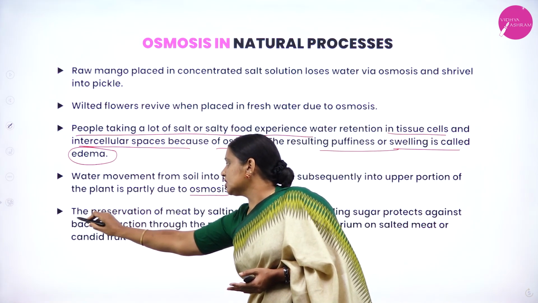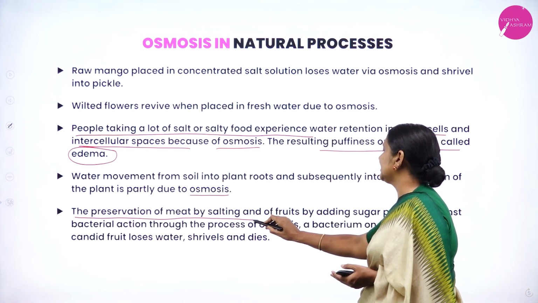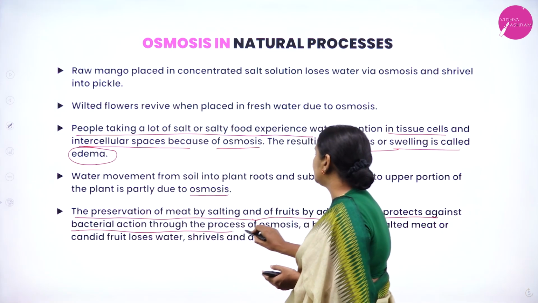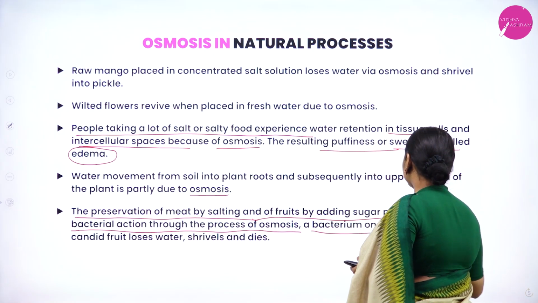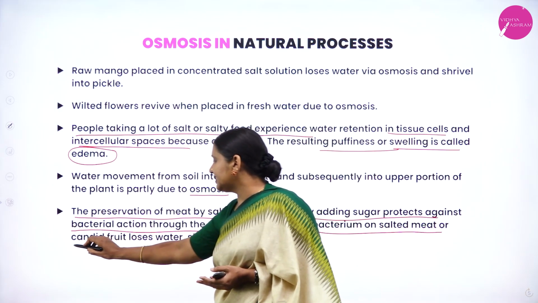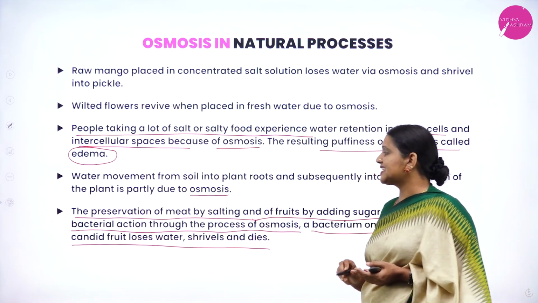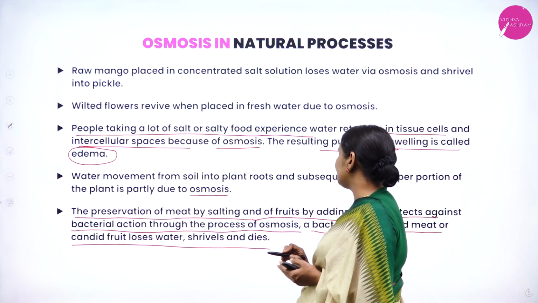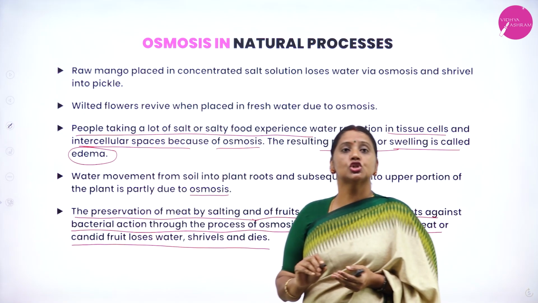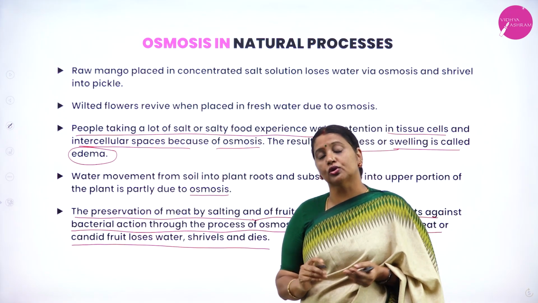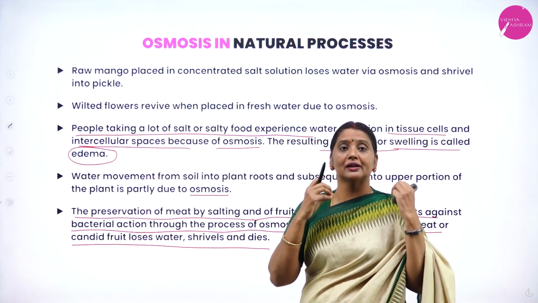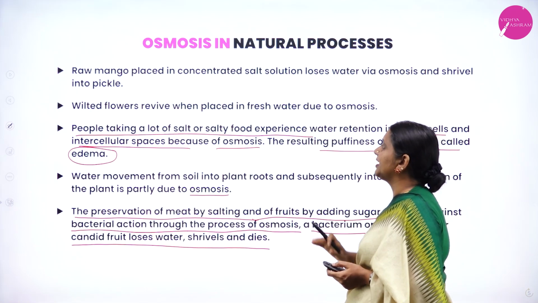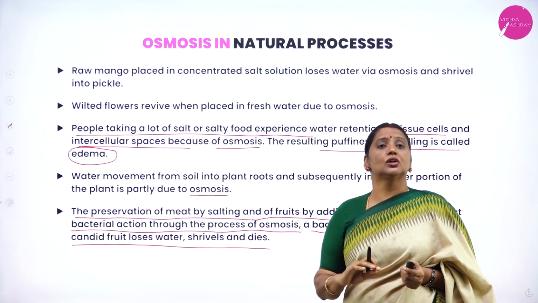Preservation of meat by salting and of fruits by adding sugar protects against bacterial action through the process of osmosis. A bacterium on salted meat or candied fruit loses water, shrivels and dies. Meat can be preserved by adding salt, and fruits can be preserved for a long time by adding sugar, which is known as candied fruit. These are all very beautiful examples of natural osmosis.